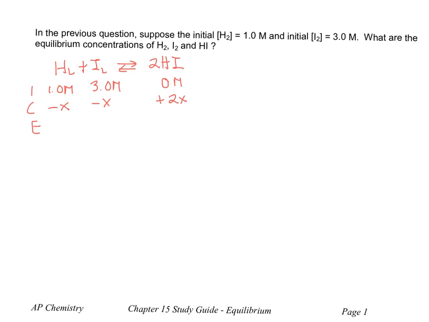The equilibrium, this is going to be 1 minus X, this is going to be 3 minus X, and this is going to be 2X. So then our KQ expression, 55.17, is equal to the HI concentration, so 2x squared, divided by the H2 concentration is 1 minus x, times the I2 concentration is 3 minus x this time. And again, I'll give you a minute to plug it into your calculator and solve for x.